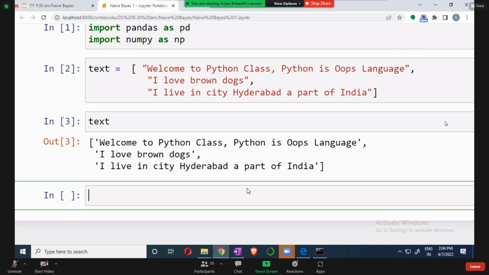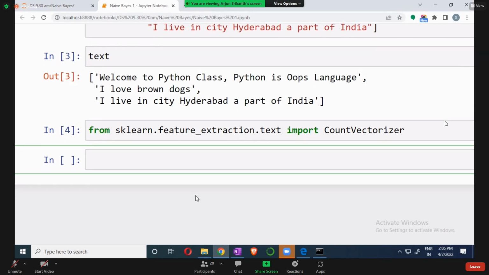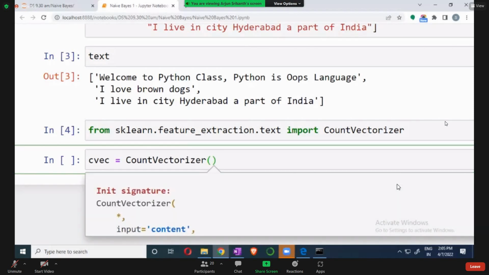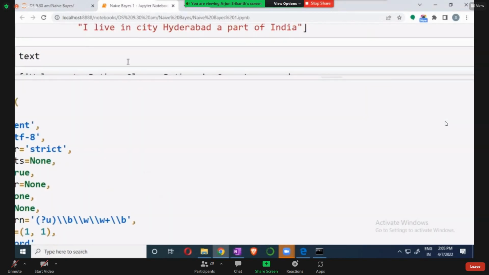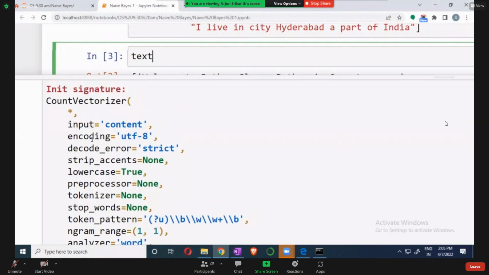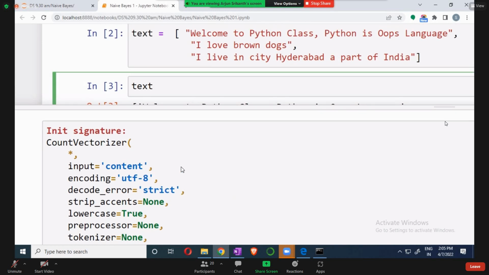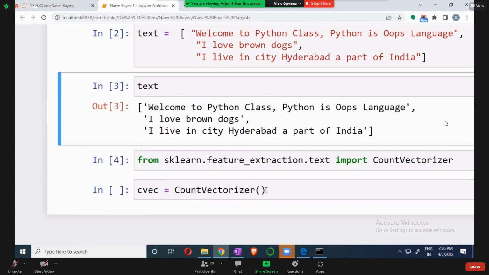Next is what? I said the step: from sklearn dot feature_extraction dot text import CountVectorizer. Now the next step is to create an object of CountVectorizer. cvec is equal to CountVectorizer. Now you can see there are a lot of options given over here for us. All these, like the tokenizer and the stop words, we are going to see in NLTK, so here also you can perform all of them very clearly. Now I created the object.